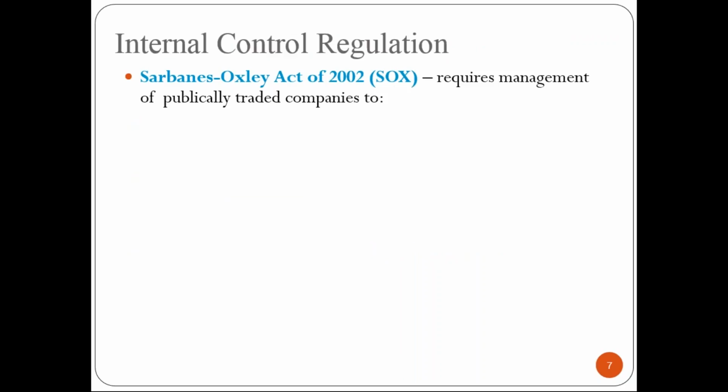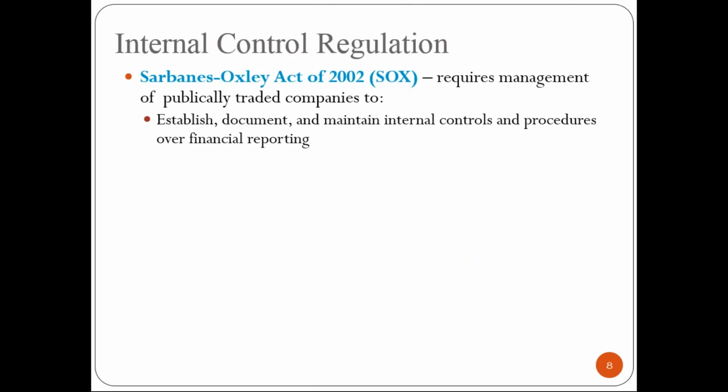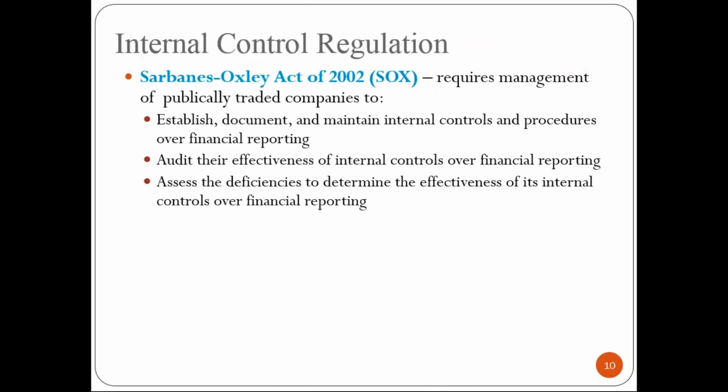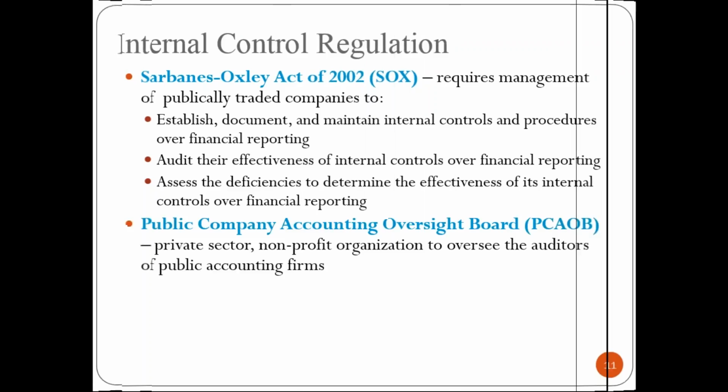A couple of little regulatory things here. Sarbanes-Oxley in 2002 requires management to, bluntly, establish, document, and maintain internal controls and procedures over financial reporting. They're required to audit the effectiveness of internal controls over financial reporting. As it's linked, of course, to IT, that pretty much falls within the purview of having to worry about that too. You have to assess the deficiencies to determine the effectiveness of the internal controls over financial reporting.